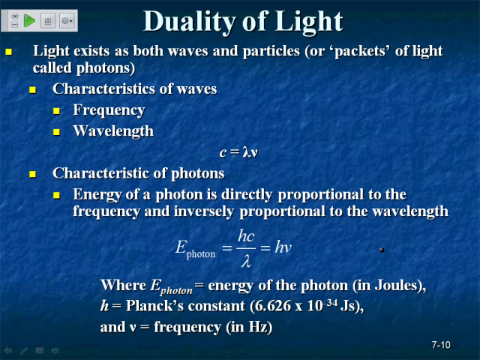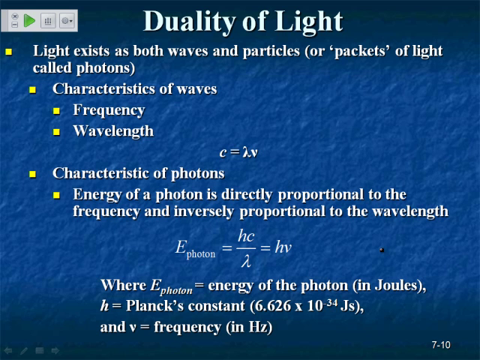So we already talked about the characteristics of waves, which are frequency and wavelength, and we said they travel through space with the speed of light. Speed of light is represented by the letter c. Okay, so this relationship, c is equal to lambda nu, mathematically explains the relationship between speed of light and wavelength and frequency. So for any wave, if you multiply the wavelength and frequency, you should get the speed of light.